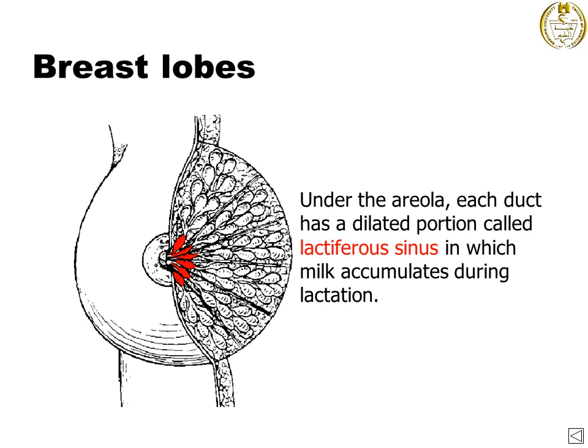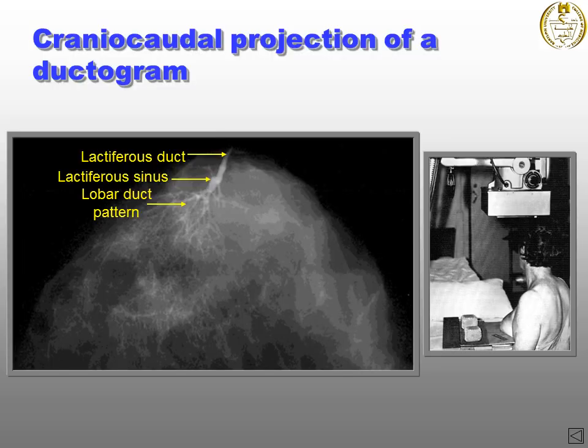Each duct has a dilated part under the areola called the sinus, in which milk accumulates during lactation. The craniocaudal projection of the ductogram can be shown in this process.